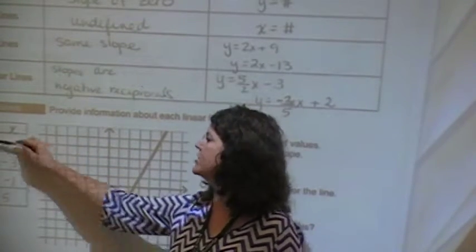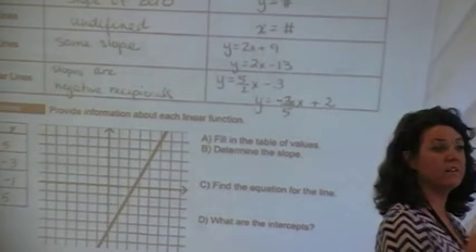Determine the slope. You can do it however you want to. If you want to use these values right here and do change in y over change in x, delta y over delta x, you can do that. Or you can count the slope, rise over run. Doesn't matter to me. Isn't it? Yes.